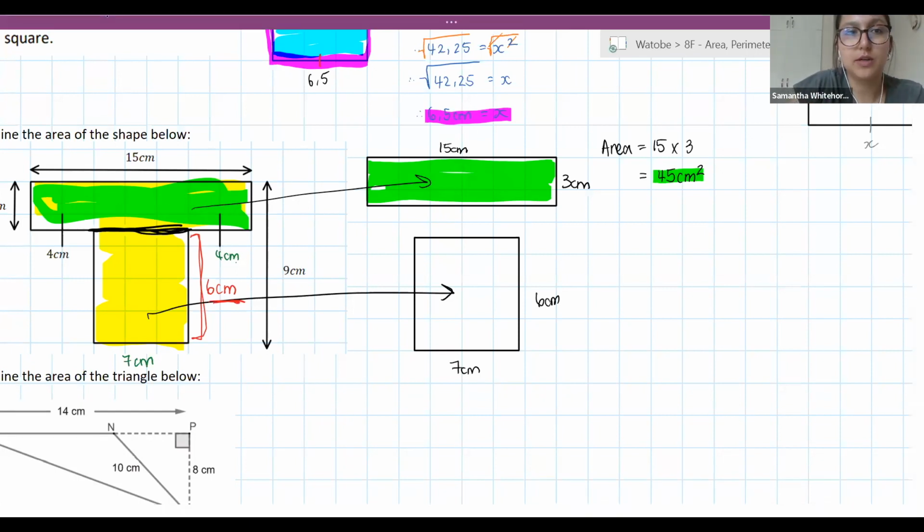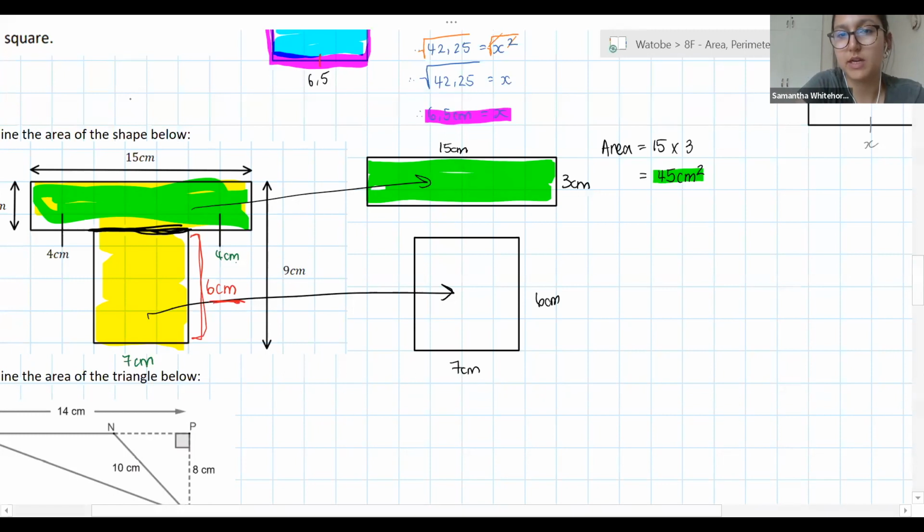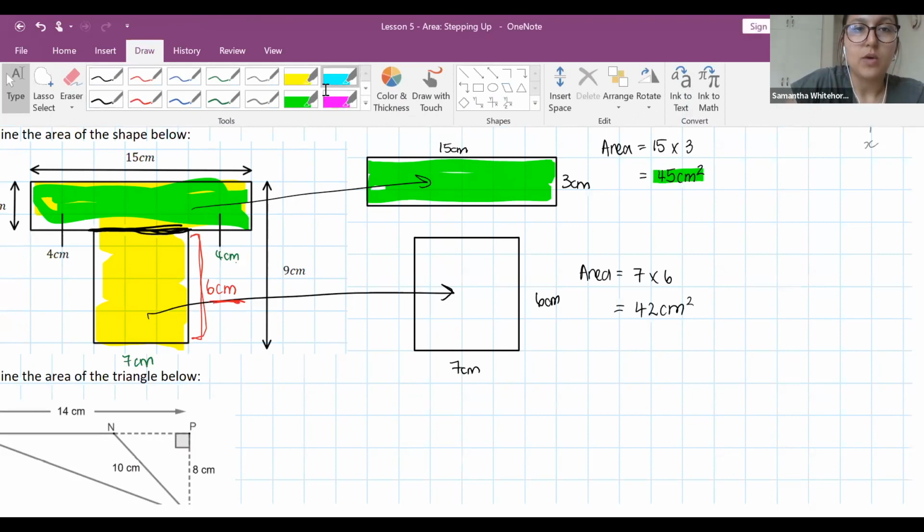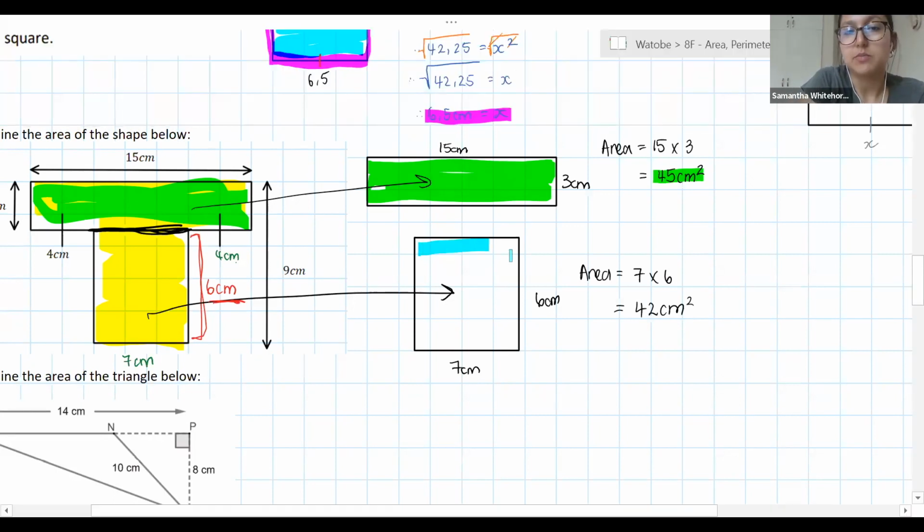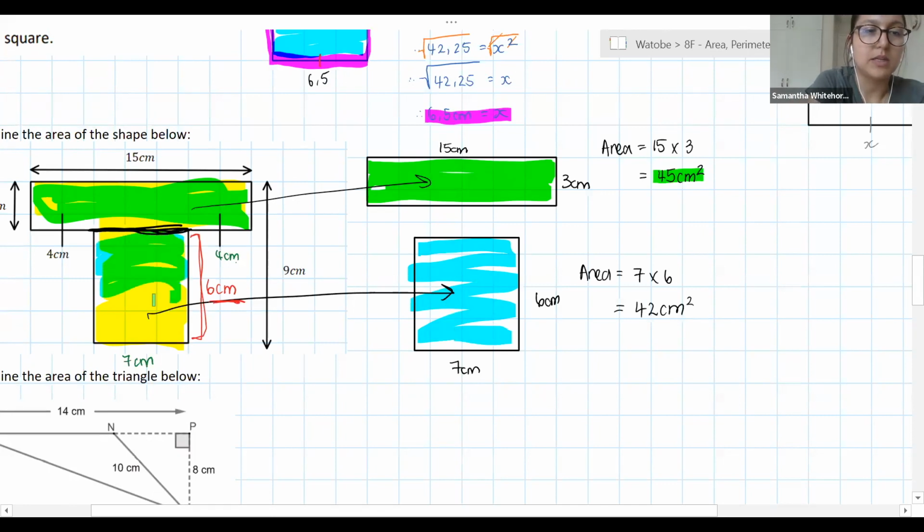We then want to work out the area of the bottom rectangle. Again, we'll use the same formula, length times breadth, which is 7 times 6 or 6 times 7, it doesn't really matter. That gives us 42 centimeters squared. Again, it's an area, so it's units squared. And this is the bottom of the T, so we're talking about this area over here.